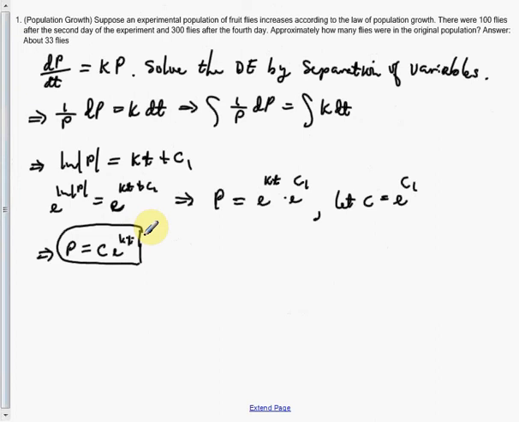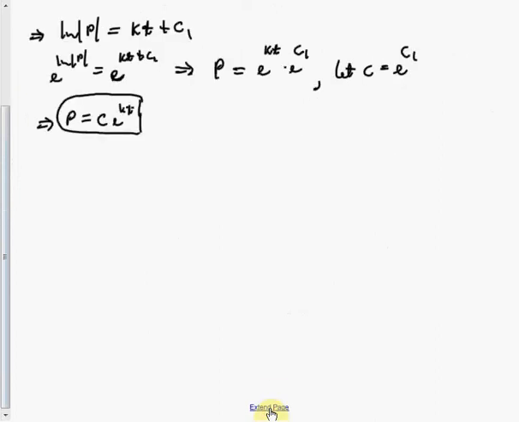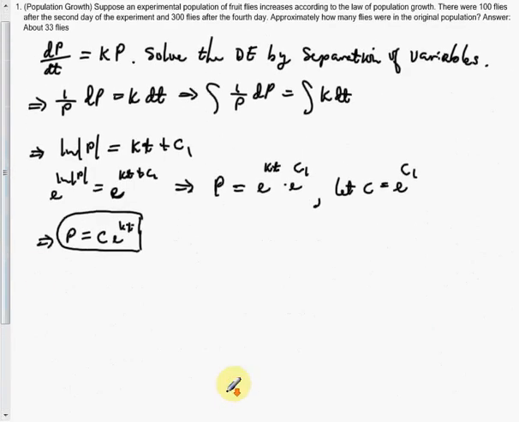Typically with these types of problems, they're going to tell you what happened the very first thing, and that assumes the count t equal to 0. Here they don't give us that. They give us this. Let's go back up. They give us that when P is equal to 100, t is equal to 2. And when P is equal to 300, t is equal to the fourth day.